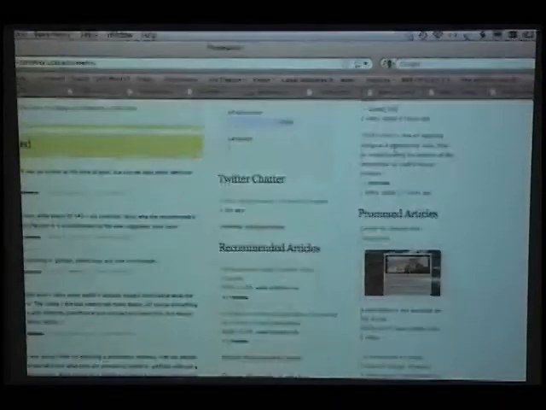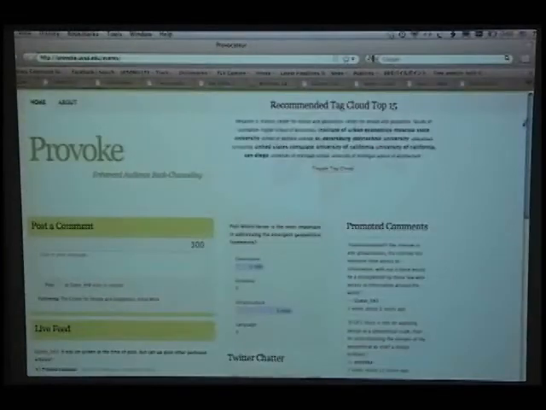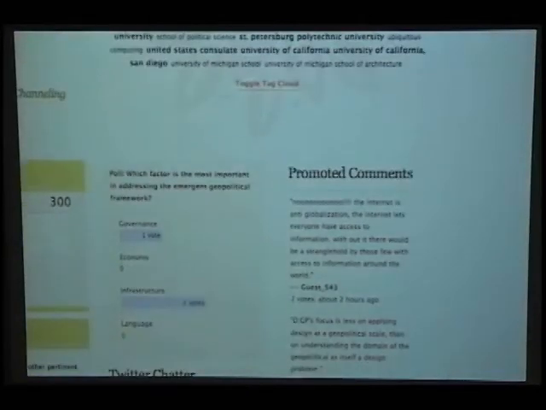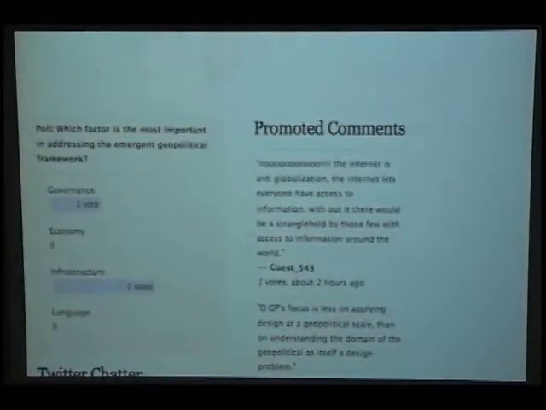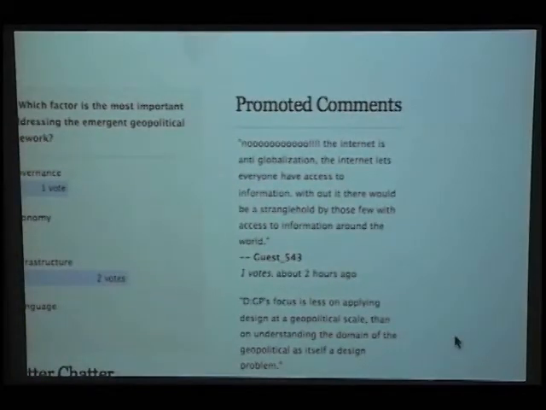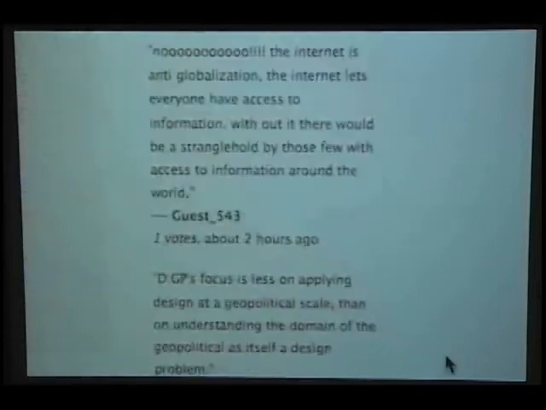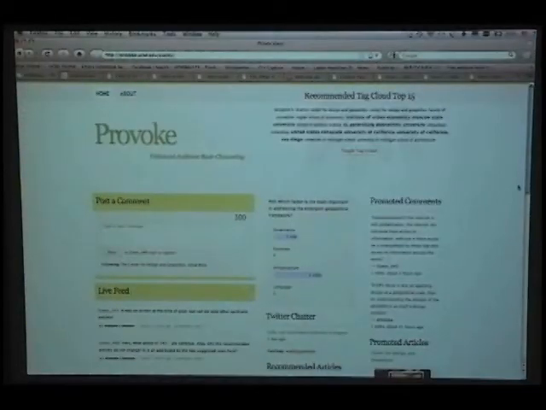If I can zoom out and zoom in. Yes, you can see it's something about the internet as anti-globalization that lets everyone have access to information. Without it, there would be a stranglehold by those few with access to information around the world. So this is one of the comments that was the result of a discussion that went pretty much spontaneously between two people arguing about the internet or globalization, which was on topic.